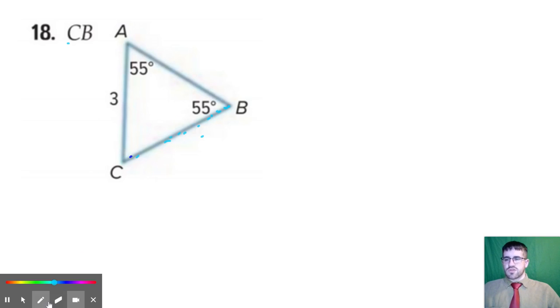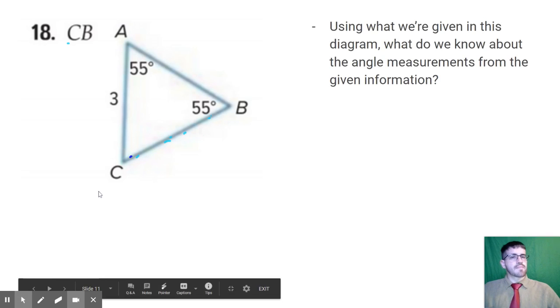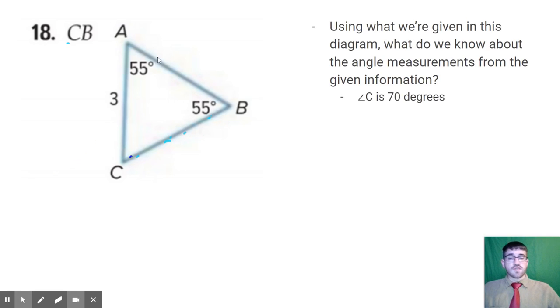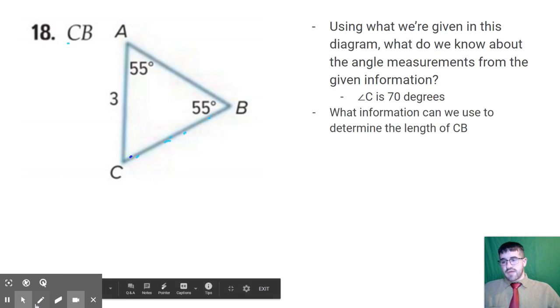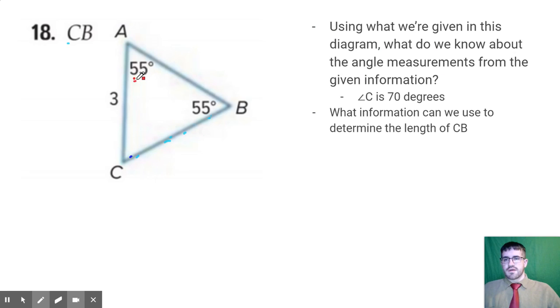And so look at this triangle. And what do you see? What do we know about the angle measurements? Well, first off, we know the angle C is 70 degrees. And we know that because we have 55, 55. So the sum of the interior angles of a triangle is 180 degrees. So if you do 180 minus 55 minus 55, you're going to get 70.